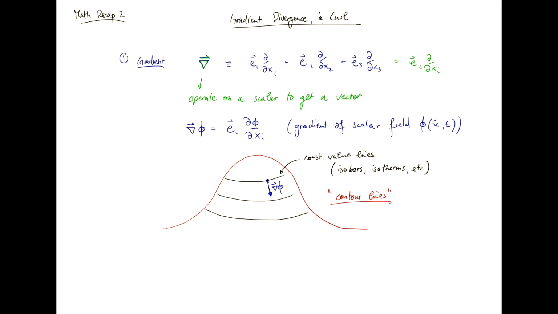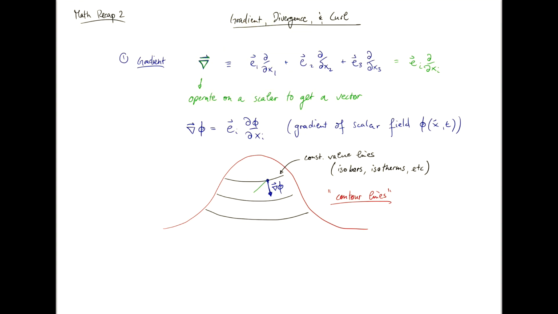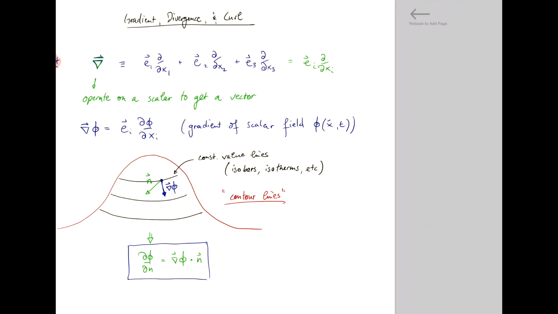And now if you want the rate of change in some arbitrary direction n, not the steepest, but some other direction n, then you find that dphi/dn is the gradient of phi dotted with the n direction. So this is the gradient.